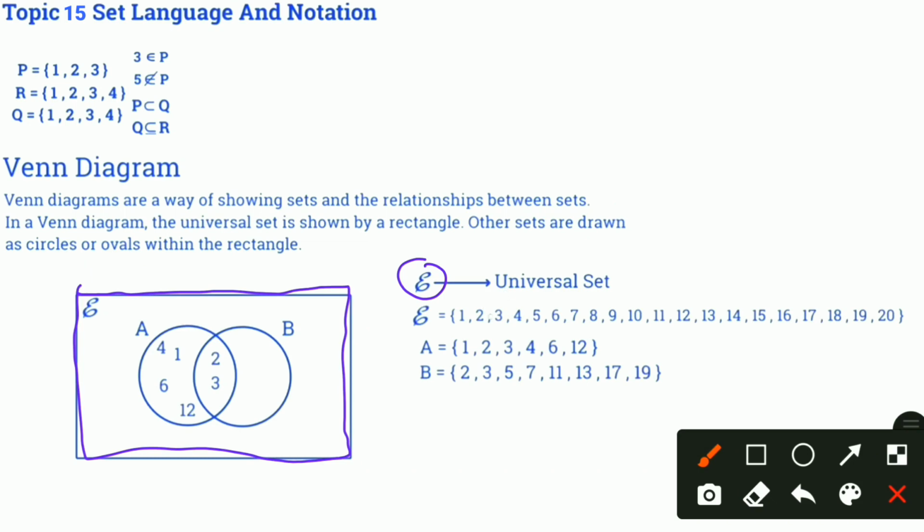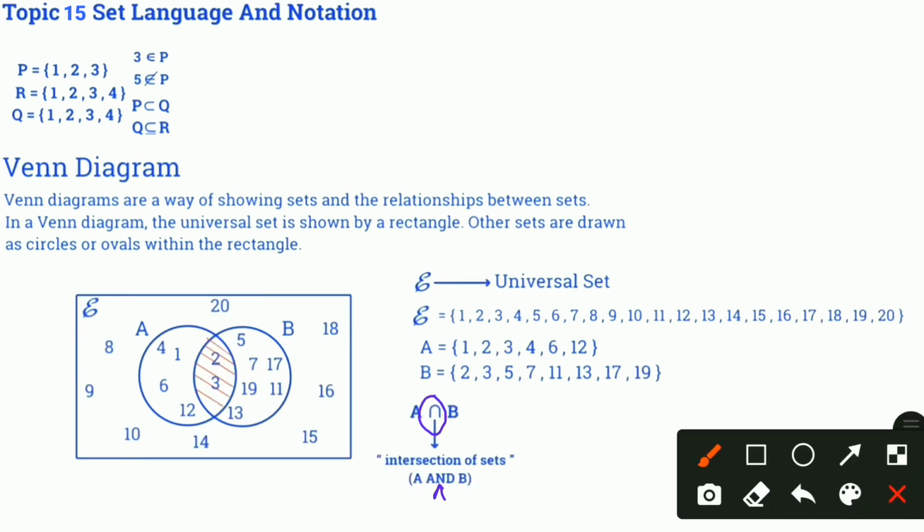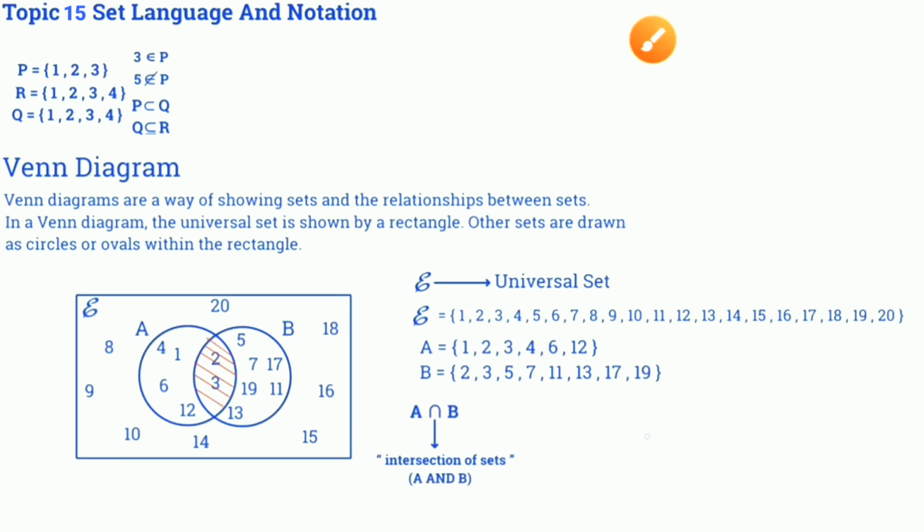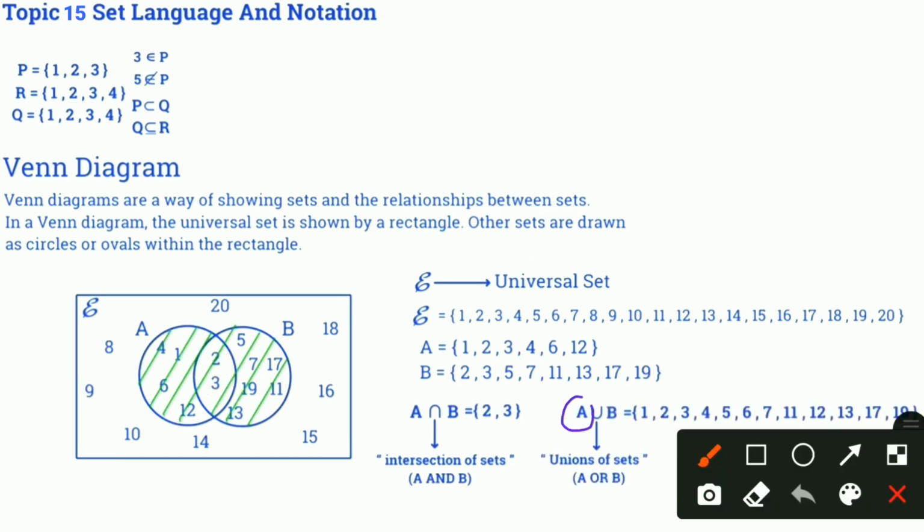In the universal set, it contains the values of A and also the values of B, and other elements which are not included in A and B. This symbol denotes AND: the intersection of sets A and B, which means A and B have common elements at the same time. The union, A or B, means elements of A or elements of B, so it includes everything.